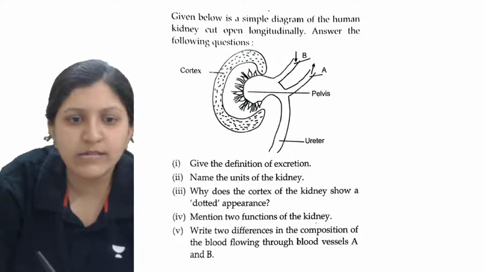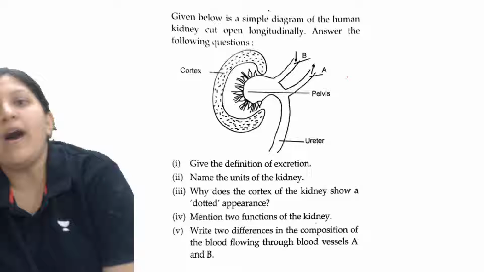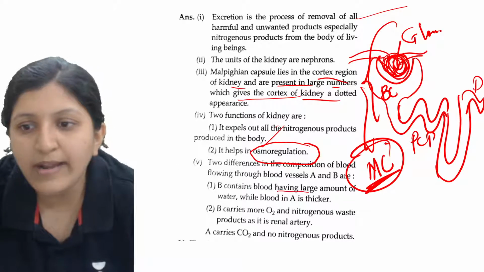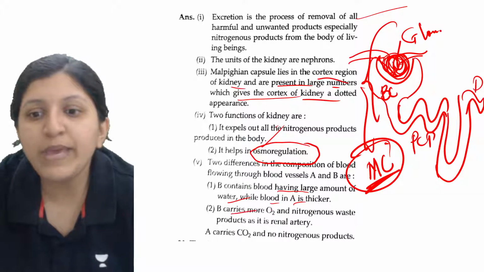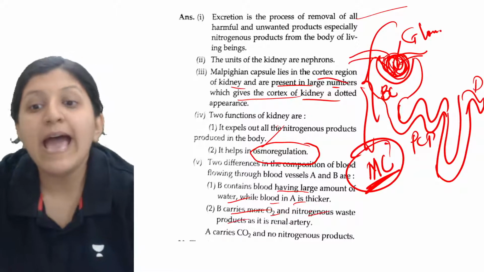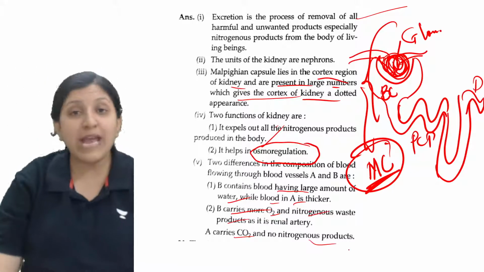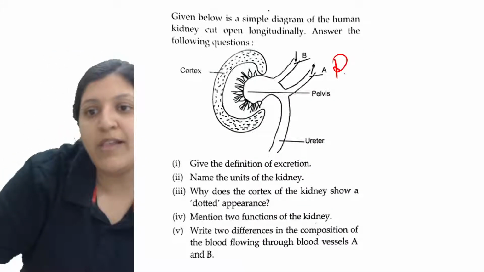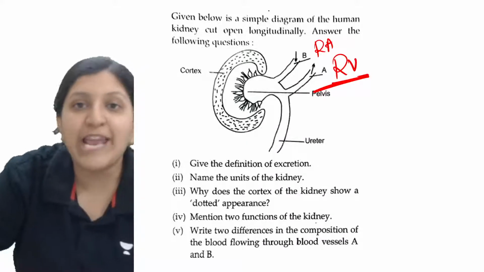As mentioned, there is this B part and A part. So B, what exactly is it? It contains blood having a large amount of water, while blood in A is thicker. B carries more oxygen and nitrogenous waste products as it is a renal artery. A carries carbon dioxide and no nitrogenous waste as it is the renal vein. This is the renal vein which is leaving the kidney, and this is the renal artery which is entering the kidney.